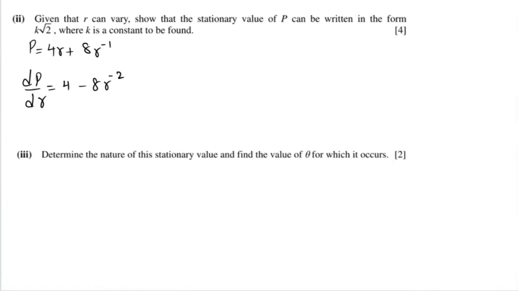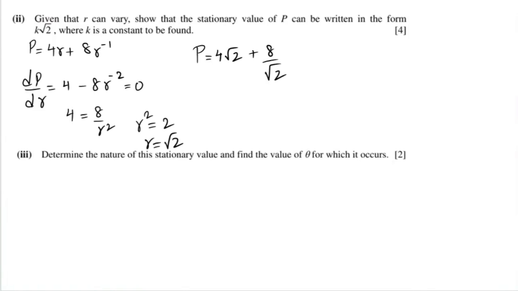And in order to find the stationary value, you set your first derivative equal to 0. This will give me 4 equals 8 over r squared, and r squared will be 2, and r is root 2. So now I need the stationary value of p. So put this r value back in the expression. So this will give me 4 root 2 plus 8 over root 2. This is better if you rationalize this bit.